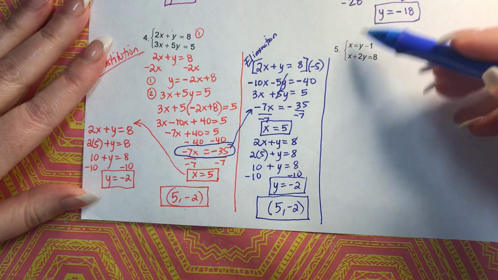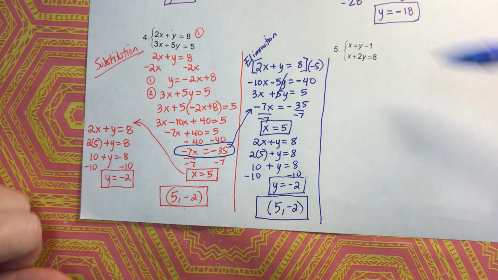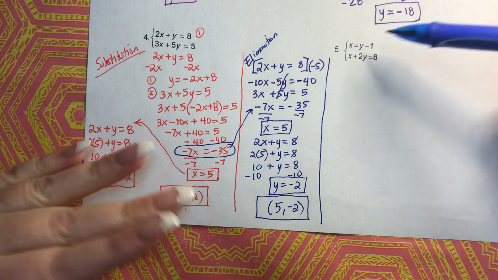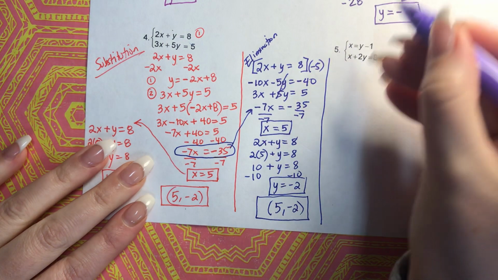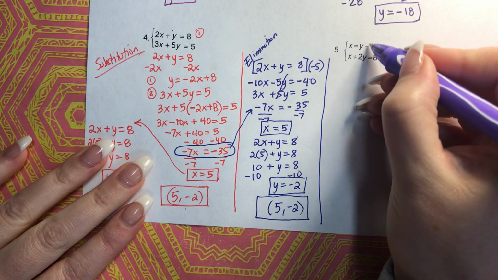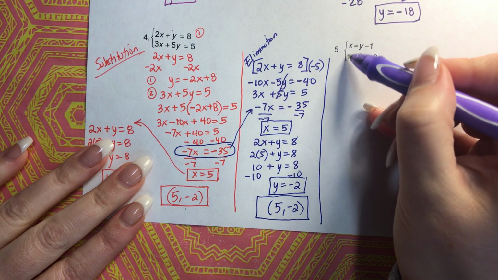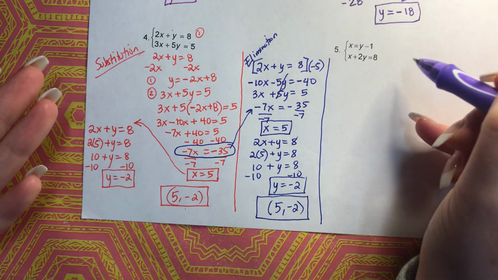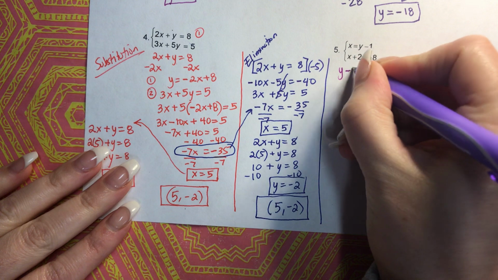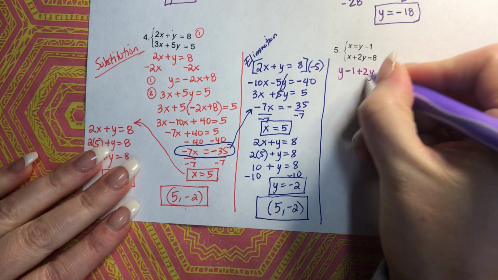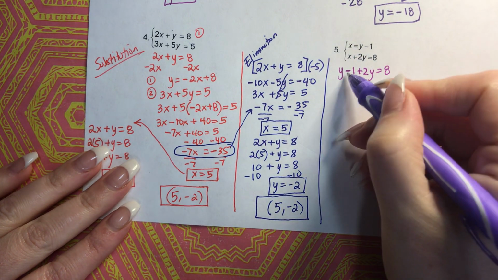Okay, let's go on to 5. How did you do this one? I think it would be pretty obvious to say that this one should be done through substitution, right? So I'm just going to take this, this is what x equals. I'm going to substitute this in for x. Notice that in front of x it's just a +1, so I don't really need to use parentheses. I can just directly write that in. So y minus 1 plus 2y equals 8.